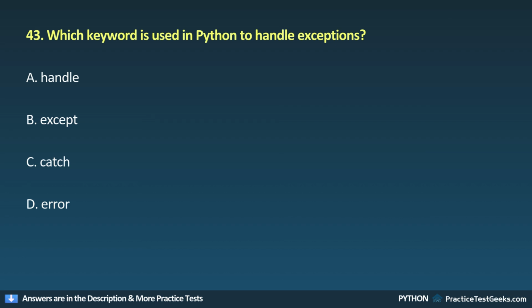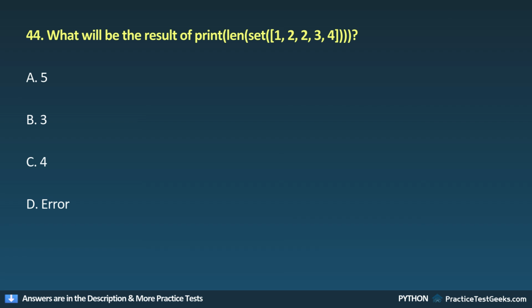43. Which keyword is used in Python to handle exceptions? A. handle. B. except. C. catch. D. error. 44. What will be the result of print(len(set([1, 2, 2, 3, 4])))? A. 5. B. 3. C. 4. D. Error.